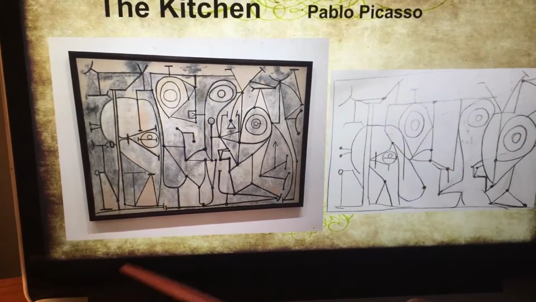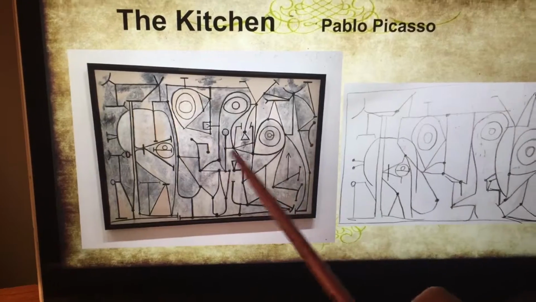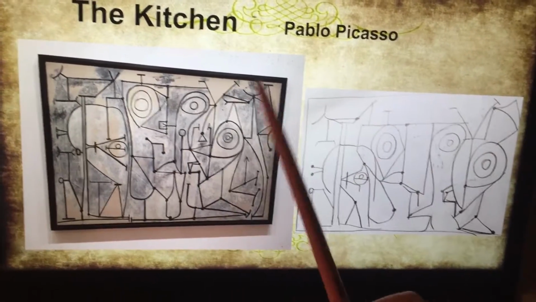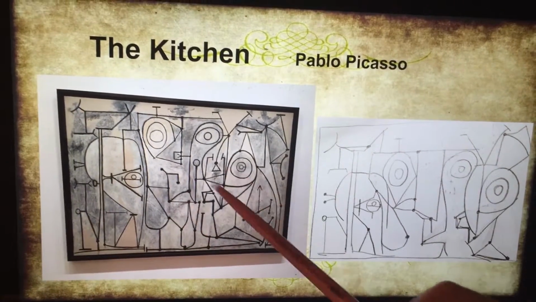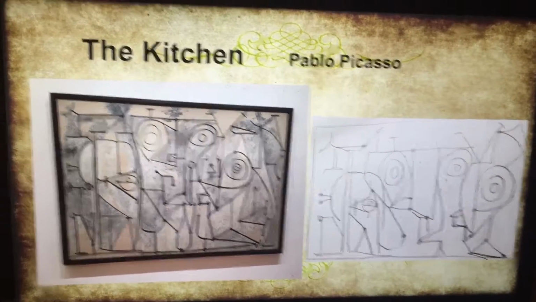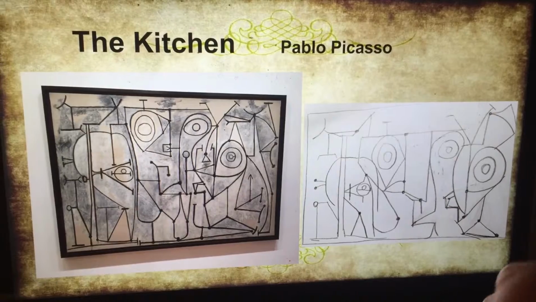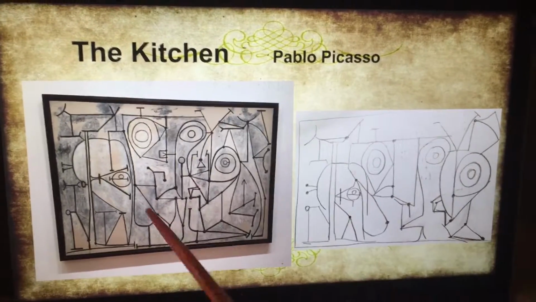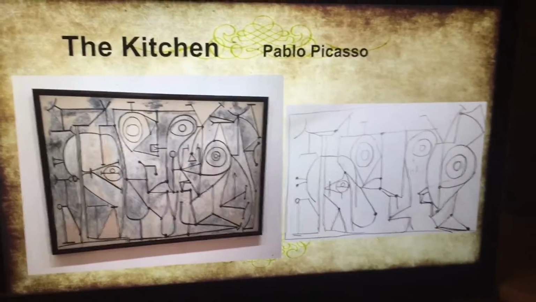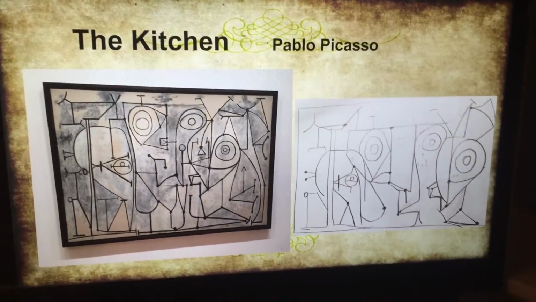I think those lines might be drawn just to illustrate the shape of something. And I have another guess that maybe Picasso drew this from above, and so it looks like a floor plan, and that's just my guess.